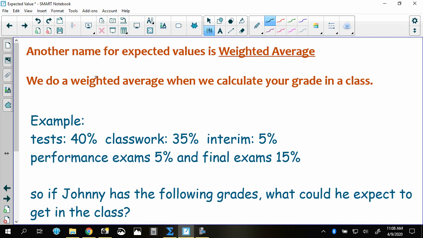Okay, so another name for expected values is weighted average. Now you guys do this all the time when you calculate your grade in your class. Okay, so when we have these percentages that we give you for each category in your grade, this is how you get an expected value or a weighted average. So for us, our tests are worth 40%, classwork is worth 35%, our interim is 5%, performance exams are 5%, and the final exam is 15%.